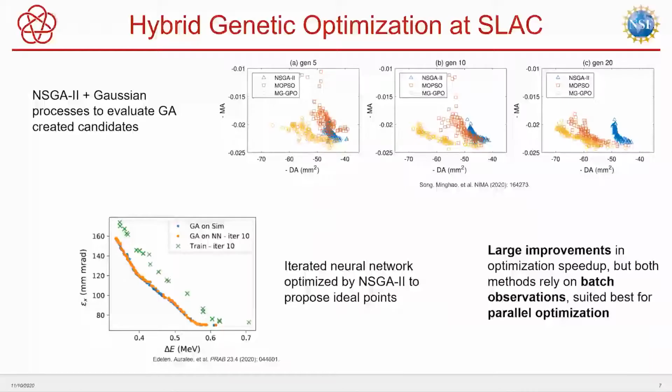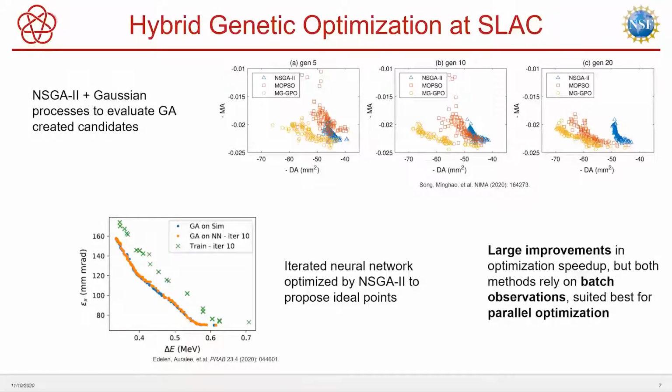There's been some progress in this respect with improving the efficiency of genetic optimization by combining it with Gaussian process surrogate modeling and neural network surrogate modeling. I have a couple of examples here from SLAC where people have combined this genetic algorithm with Gaussian processes or neural networks in order to efficiently do pre-sampling on a surrogate model to determine the ideal points where we would actually do our physical sampling.